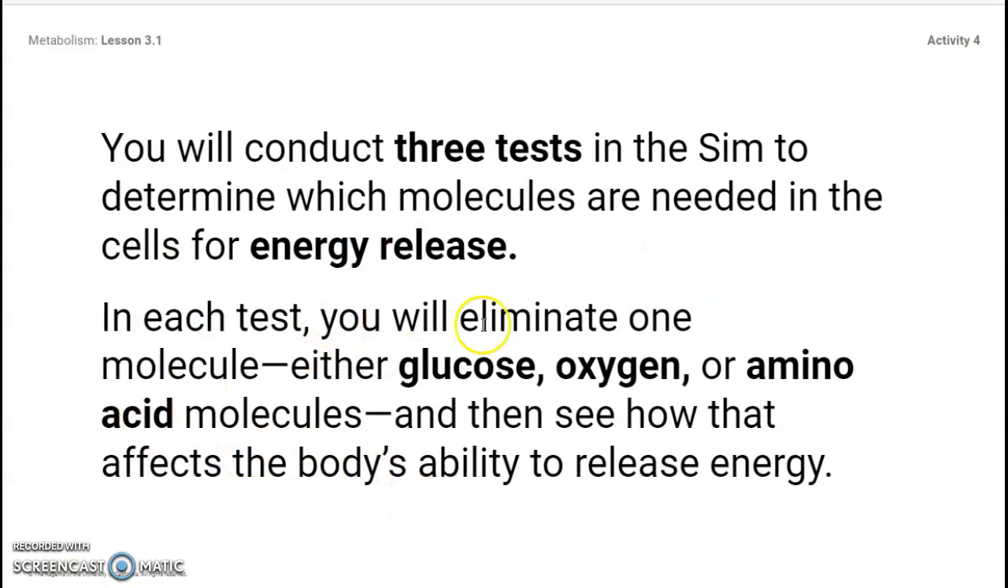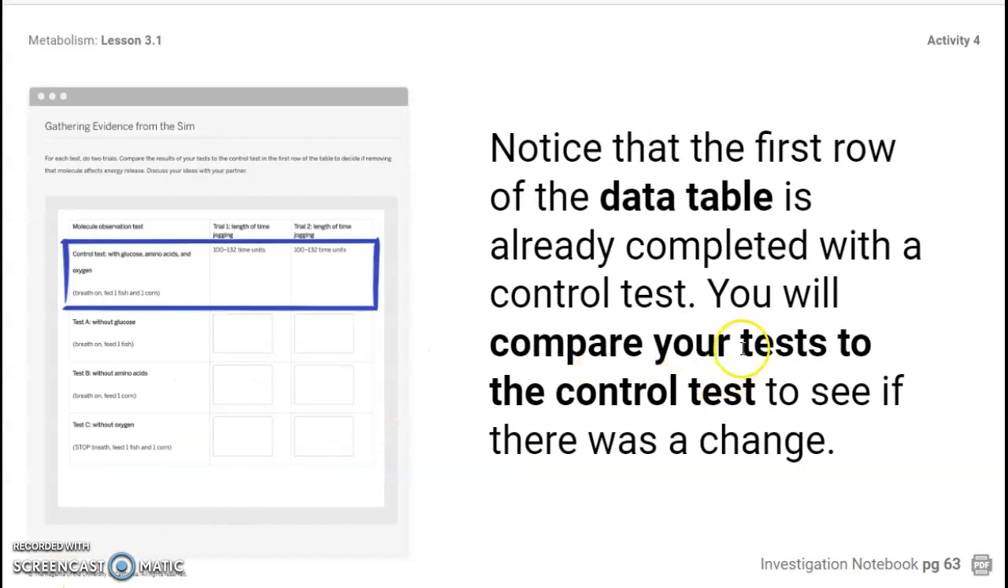That's what's great about models. We can use those to help us understand our body. You will conduct 3 tests in the sim to determine which molecules are needed in the cells for energy release. In this test, you will eliminate one molecule, either glucose, oxygen, or amino acids, and see how that affects your body. So you're going to notice that the first row of the table is already done for you.